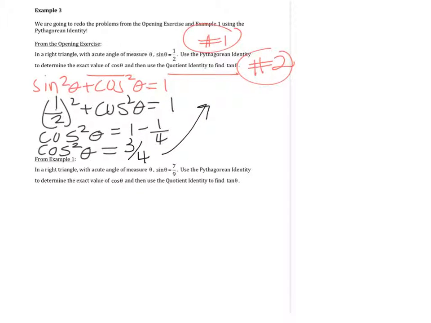Take the square root of both sides, and we get cosine of theta is equal to radical 3 over 2. If we look to the previous slide, you'll see that the value of cosine of theta is the same thing as the one that we did before.